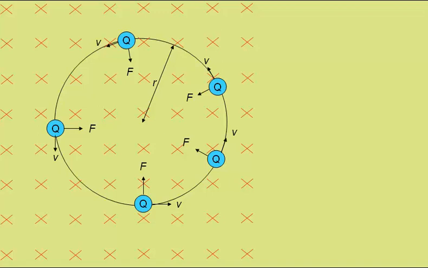So the force due to the charged particle moving through the magnetic field is providing the centripetal force needed to produce the circular motion. And so we can say that BQV, the force due to the charge moving through the magnetic field, is providing the centripetal force mv squared over r. So the radius of the circle is given by mv over BQ.